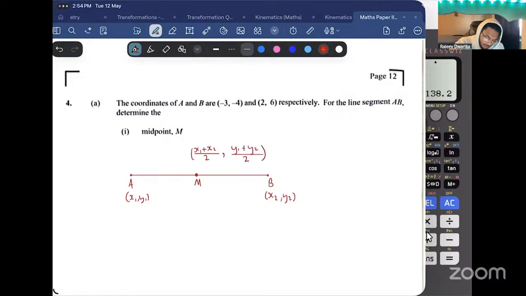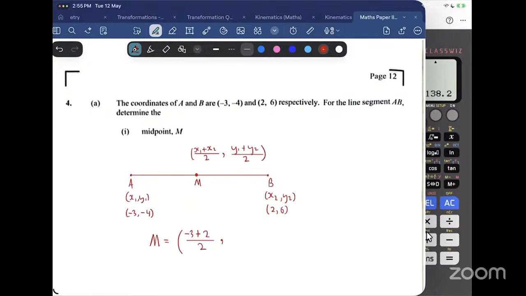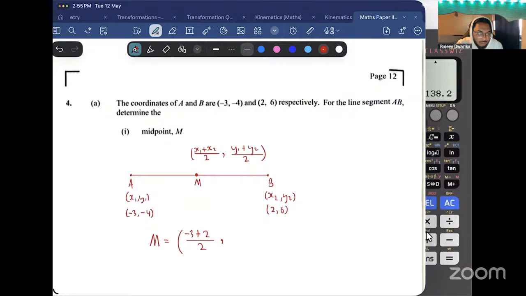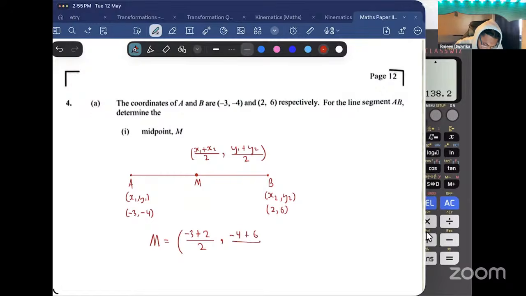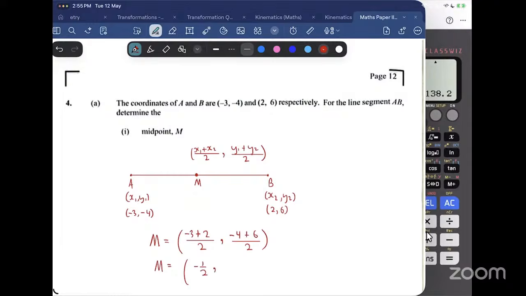So in this case, A is (-3, -4). Obviously, this is just a sketch, it's not accurate. And B is (2, 6). If I want to find the midpoint, I'll say what plus what divided by 2. So I will say -3 plus 2 all over 2, and y1, which is -4, plus y2, which is 6, divided by 2. -3 plus 2 is -1, so that's -0.5. And -4 plus 6 is 2, and 2 over 2 is 1.